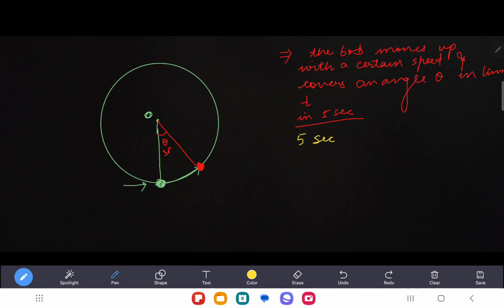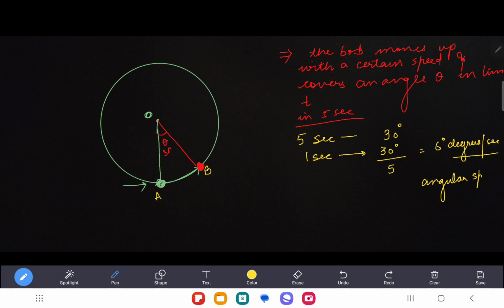So in 5 seconds, the bob is moving in such a way that it has covered 30 degrees, and it has moved from point A to point B. So basically, in 1 second, how much is it going to travel? 30 degrees over 5. That means its speed is such that it is traveling 6 degrees per second. This degrees per second is called the angular speed, because now I'm not telling you the distance or the kilometers or the meters. I'm telling you the degrees per second. So this shall be called the angular speed. Any doubts in this?